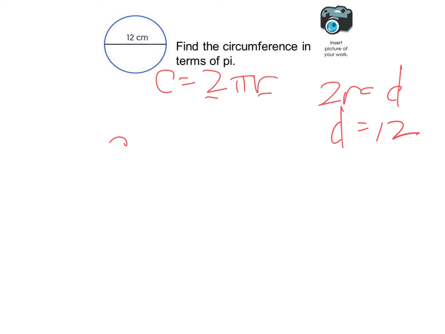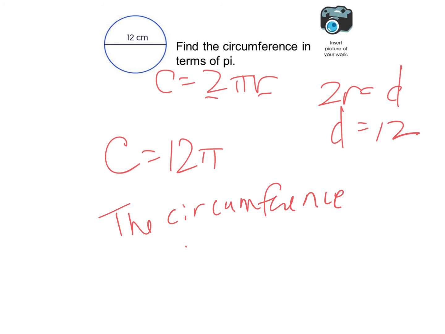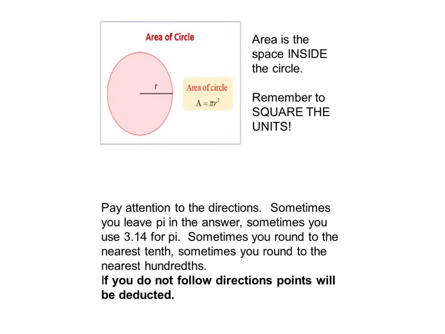I'm going to take the time to go over it for those of you who didn't get it right. C equals 2 pi r, but 2r is equal to diameter, and my diameter is 12. So C equals 12 pi. In a sentence, the circumference is 12 pi centimeters. Upload a picture of your work.